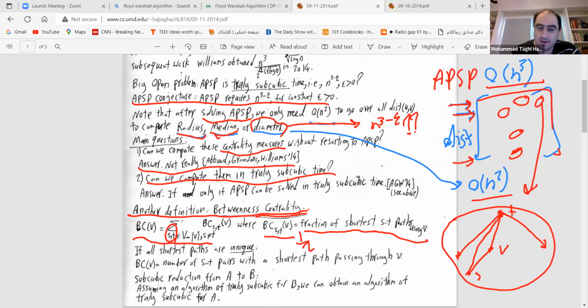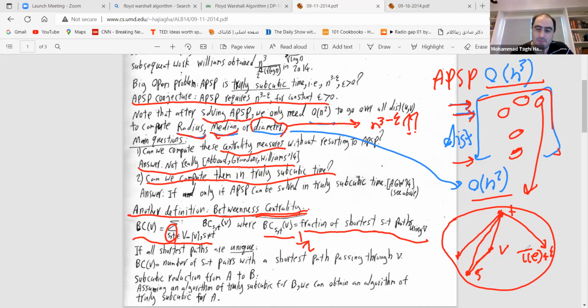Now, here we are assuming that maybe for this S and T, there are two shortest paths that have the same length. If we assume that all shortest paths are unique, that is not hard to do. If you perturb the length of each edge E with a little bit of random noise, then we can get that the shortest path between any two vertices is unique.